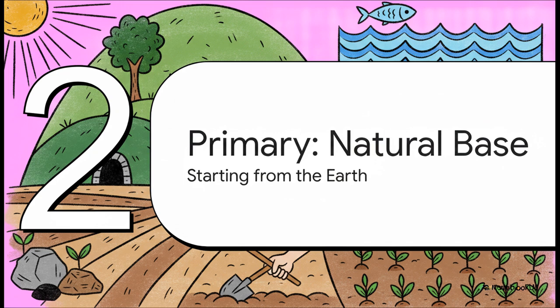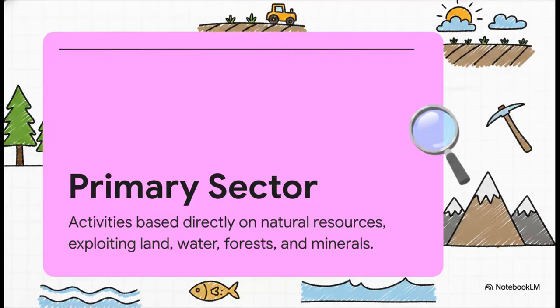Moving right along to Section 2, primary, the natural base. We are literally starting from the earth itself. The textbook definition here is pretty vital to grasp. The primary sector consists of activities based directly on natural resources. When we exploit the economy's natural resources, its land, its water, its forests, and its minerals, to produce goods, we are engaging in a primary activity.